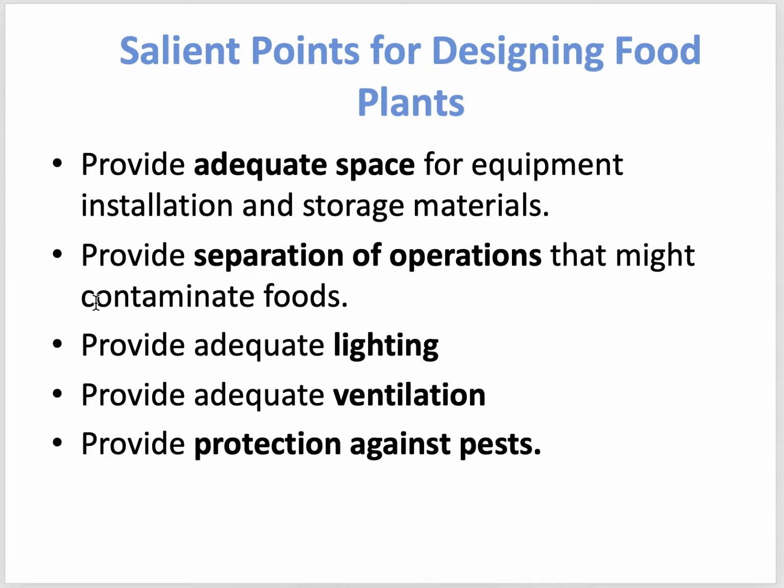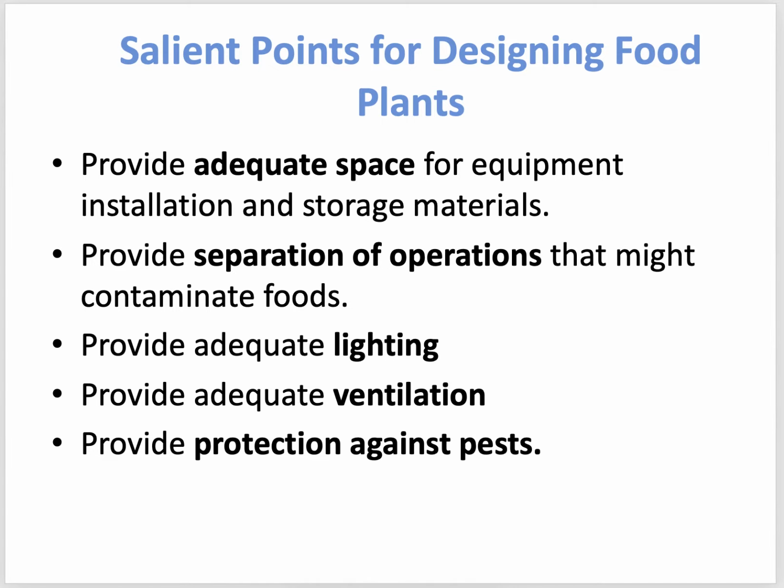Then we have to provide adequate lighting, adequate ventilation, and there should be pest control systems for protection against pests. One simple thing can be, there will definitely be windows in your plant, so you should use nets so that pests cannot enter the plant. This was just one example. We should have all the pest control measures there.